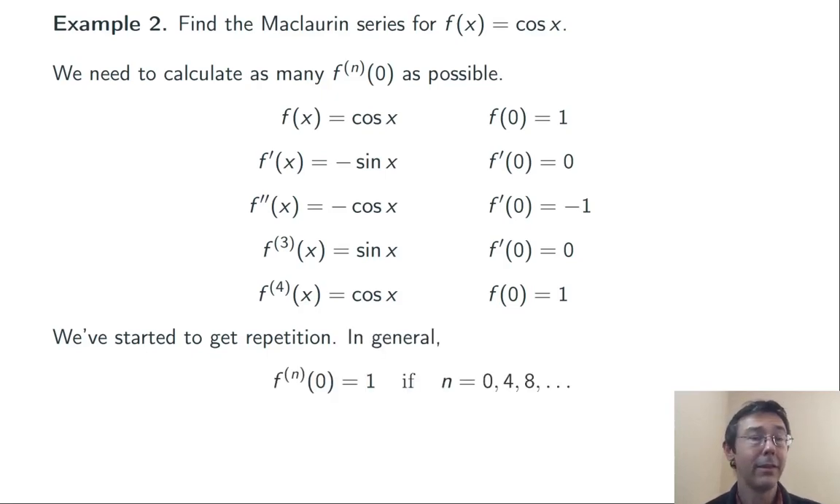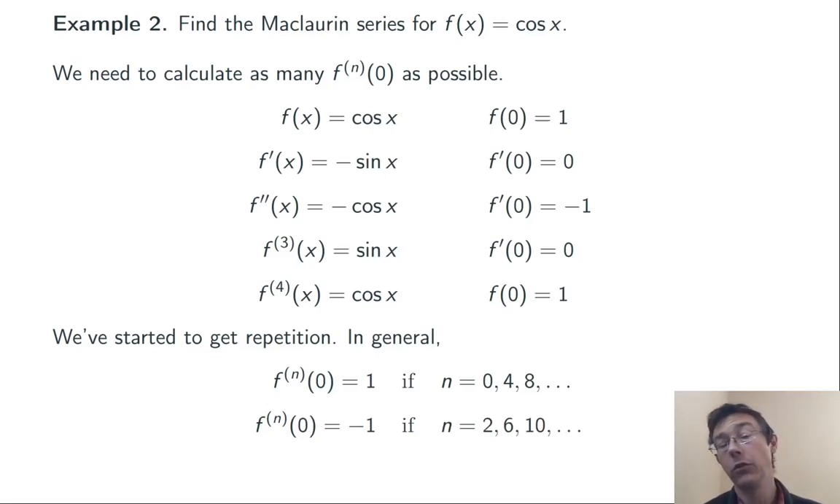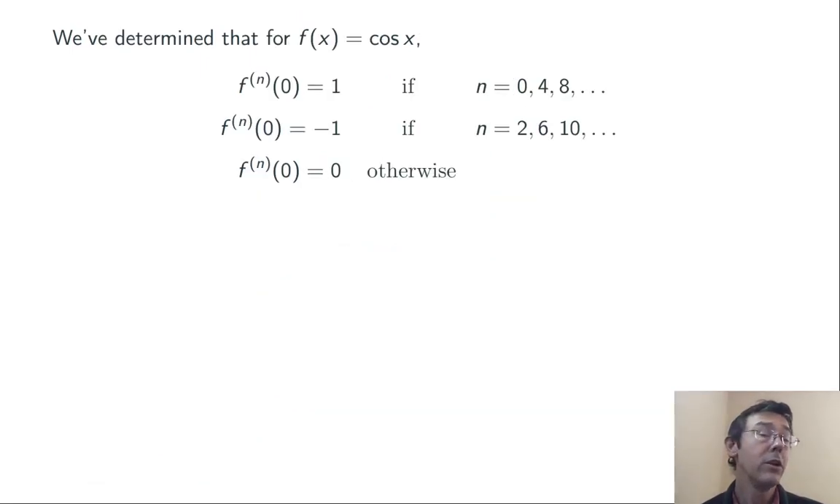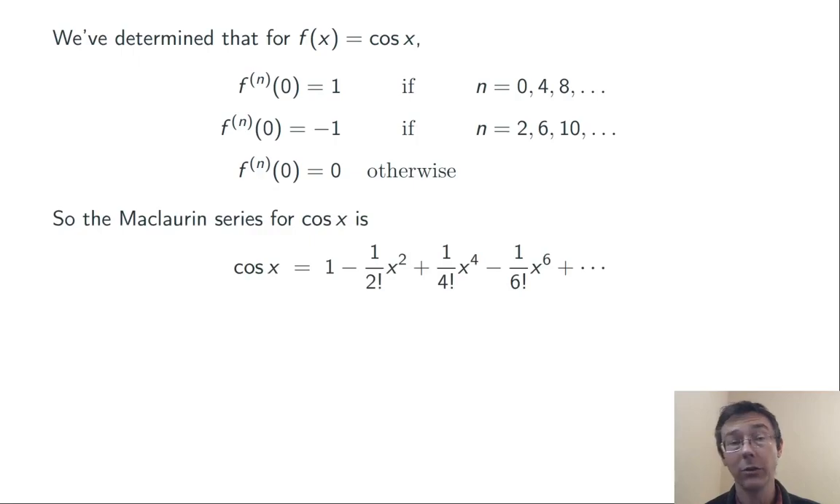Summarizing that, the nth derivative at 0 is going to be 1 when n is 0, 4, 8, and so on, because the pattern repeats every 4 derivatives. It's going to be negative 1 when n is 2, 6, 10, and so on. And it's going to be 0 if n is odd, so otherwise. Okay, given that we know this, we can write out as many terms of the series as we like, just by plugging in. The coefficient c sub n is always going to be this nth derivative at 0 divided by n factorial. So here are the first few terms.